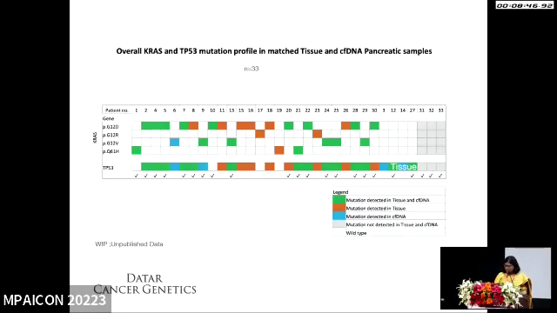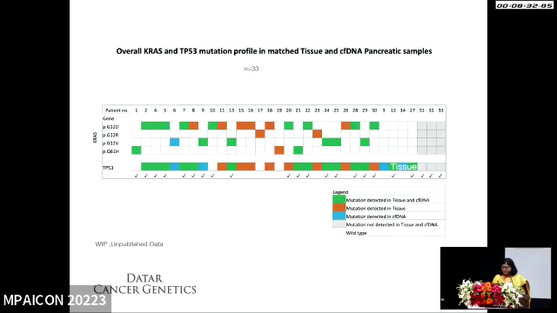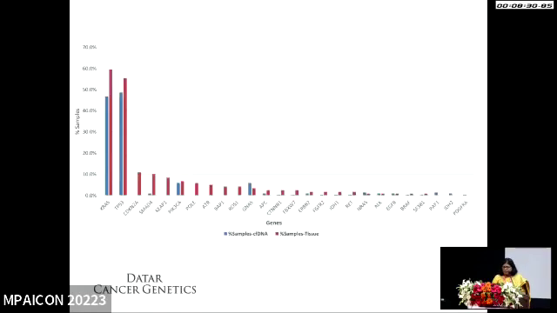But if you look at the Excel, you can see that it is 46% on ctDNA, and on tissue it is 59%. So it is too small a number to compute sensitivity and specificity, but this is an ongoing study, so possibly we can have better results.